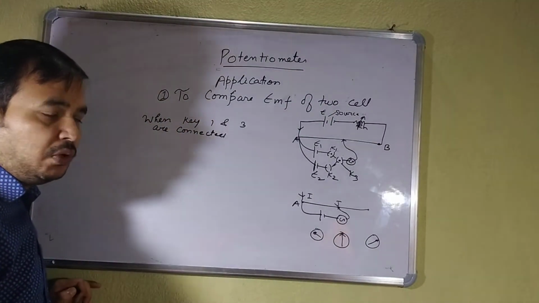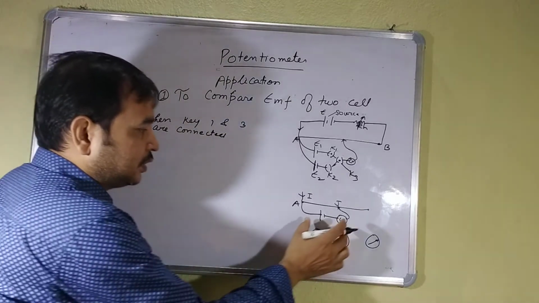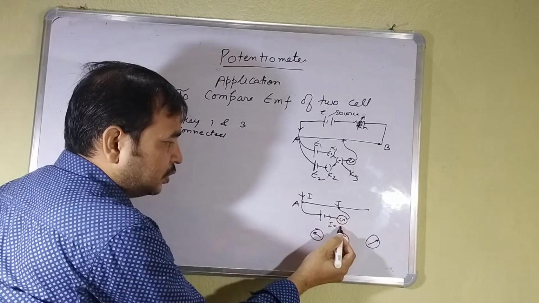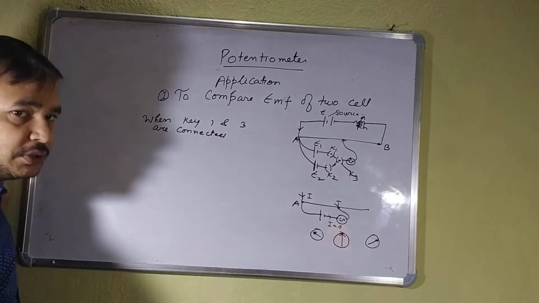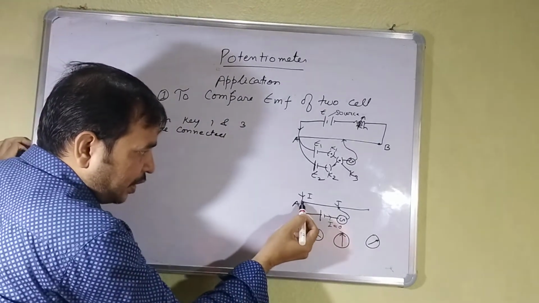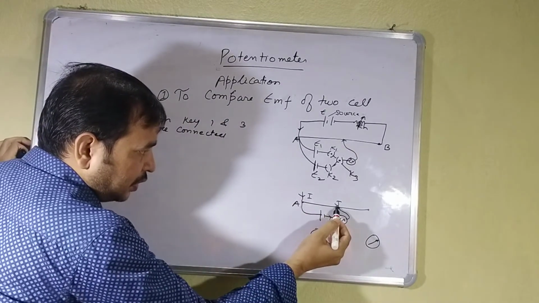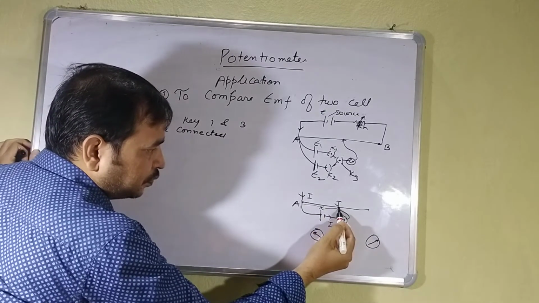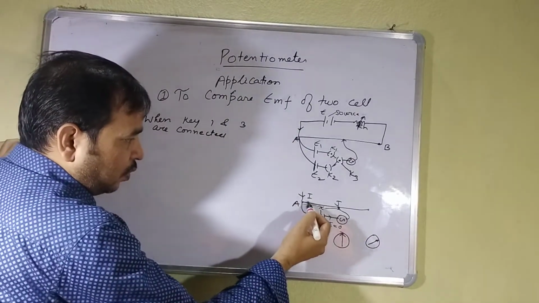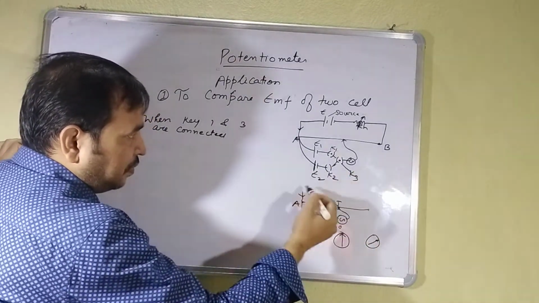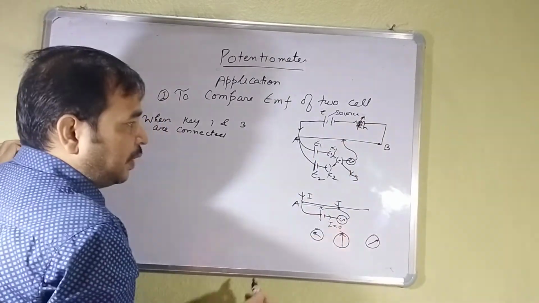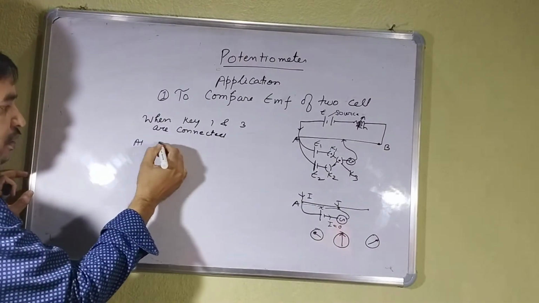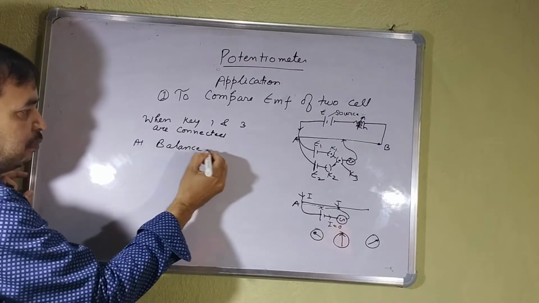When there is no deflection in the galvanometer, what does it indicate? That no current is passing through it. Here current is 0. So this current will not come in this side. This will go in this side only. Clear? Suppose this length is X. So the current will go in through the potentiometer, and it will return to the cell or the battery. It will not come in this side at the balance point. So at balance point, always you have to remember this.